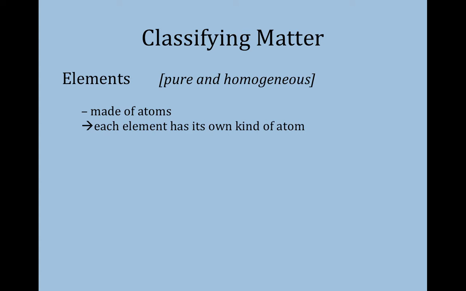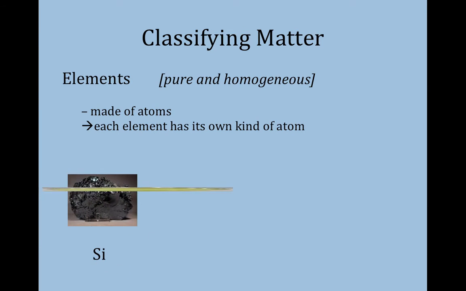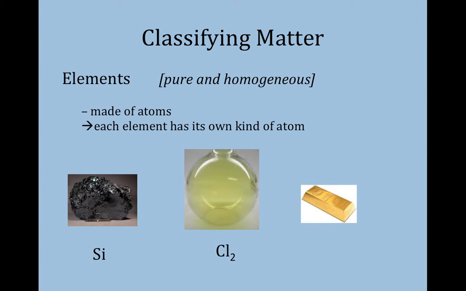Well, we know it's a bit of a lie because there's isotopes, but each element is defined by its number of protons. So you might recognize silicon, chlorine, if you're trying to poison someone, and wouldn't it be nice to have a bit of gold? So anything on the periodic table is an element. It's going to be a pure substance. So that's pretty easy.